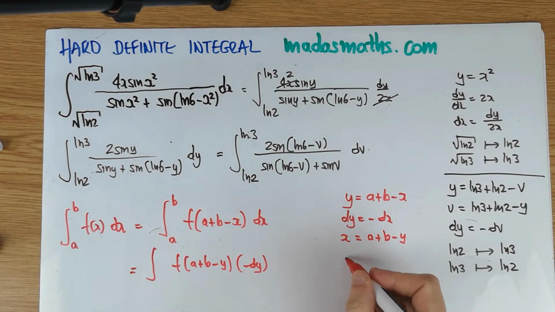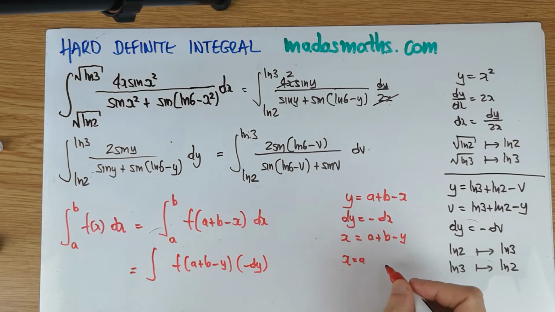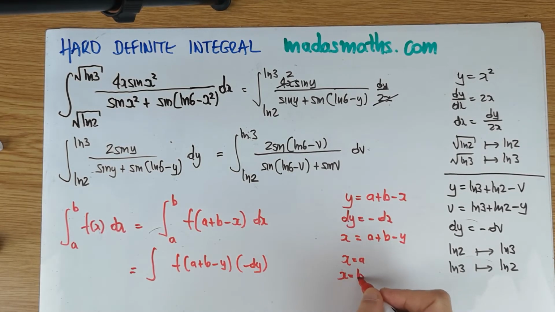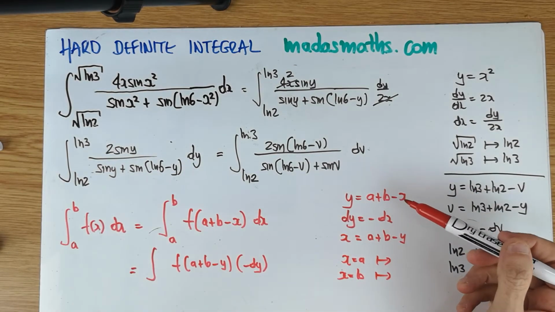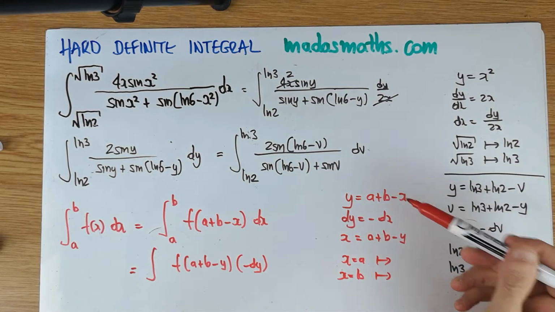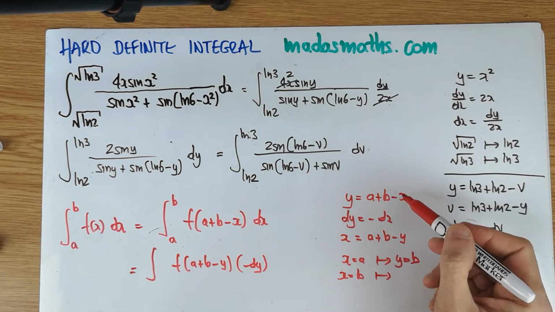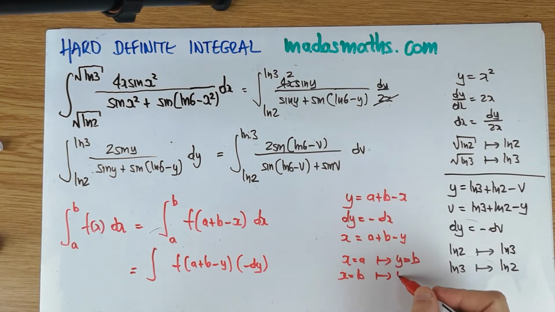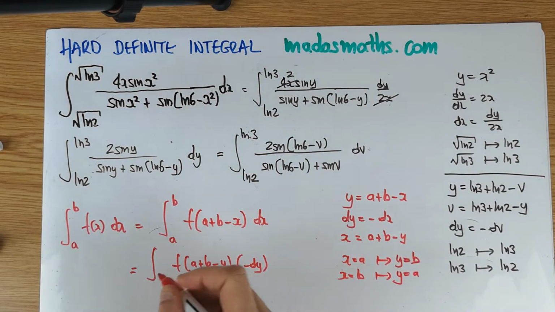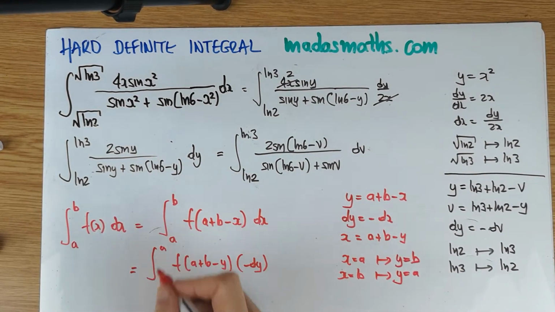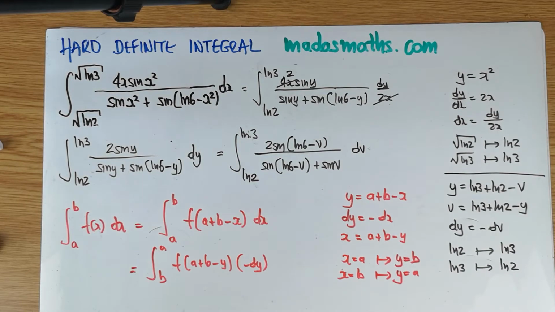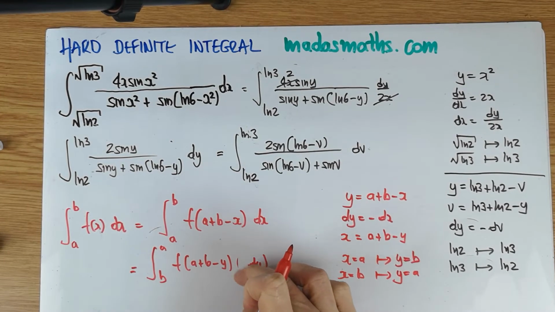And when we put x equal to a and x equal to b, we have mappings. If we put x equal to a, then y is equal to b. And if we put x equal to b here, then y is equal to a. So the limits swap. But then if we look carefully in all of this, because we have a minus on the dy, we can throw it away.